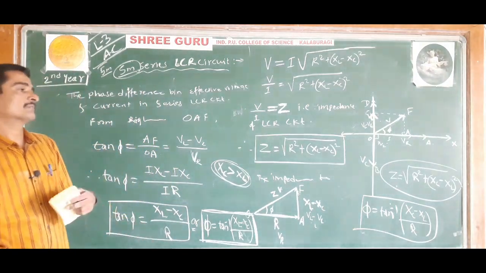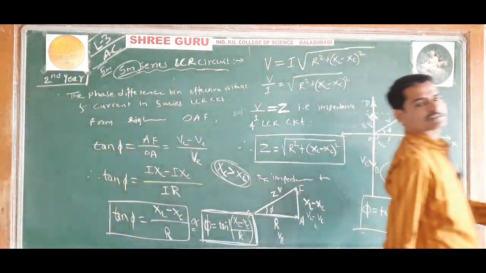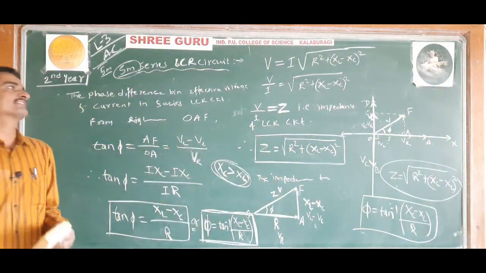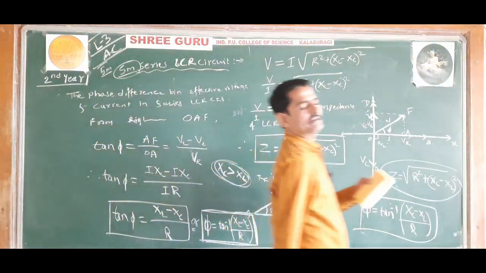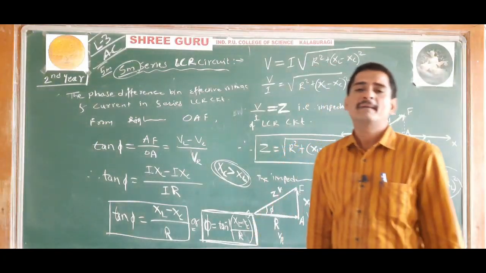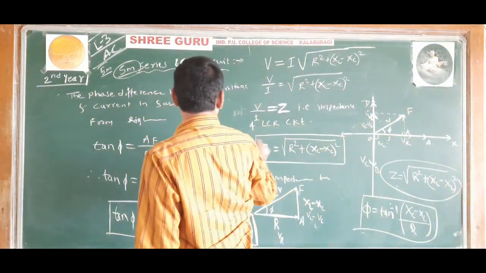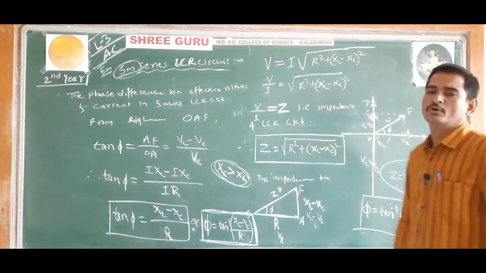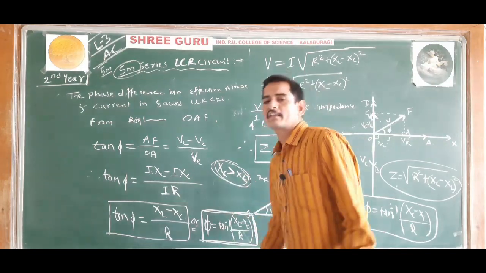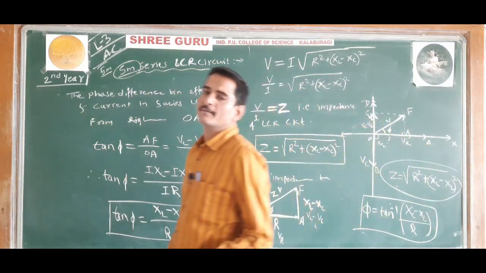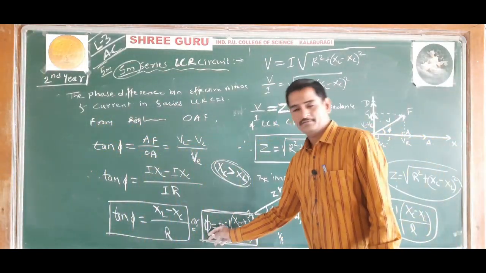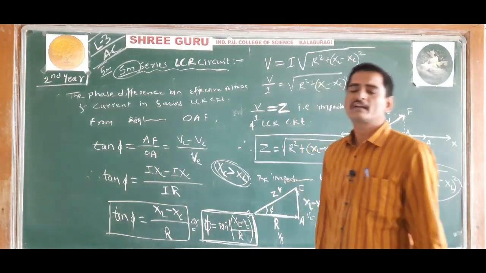Understood? You must be able to derive that one also. So this is the homework for you: by considering XC greater than XL, derive an expression for impedance in the series LCR circuit, and also derive the expression for the phase angle between the resultant voltage and current.